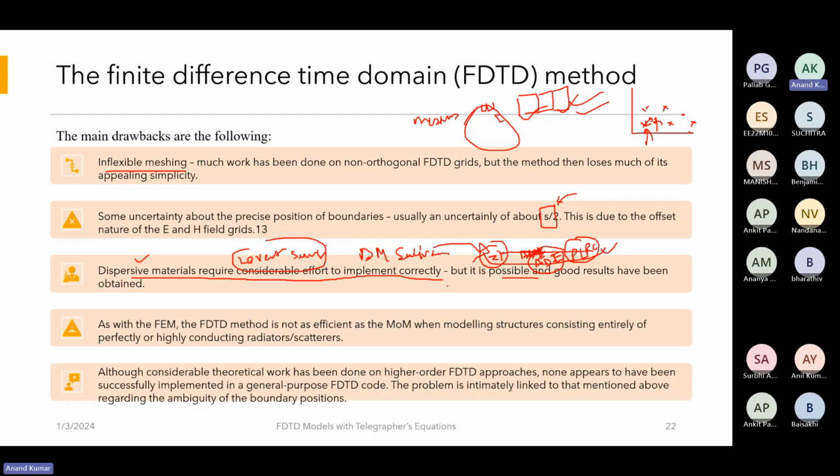But in this particular course, we won't be bothered with this. We'll stick to voltage and currents on transmission lines.